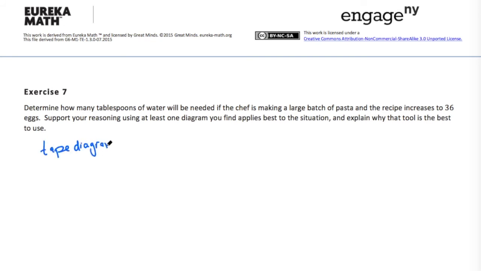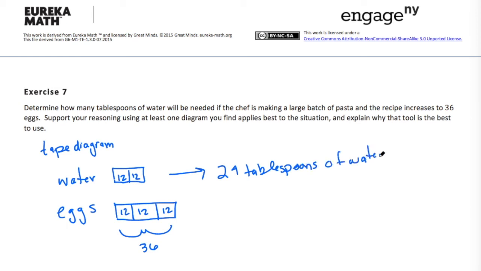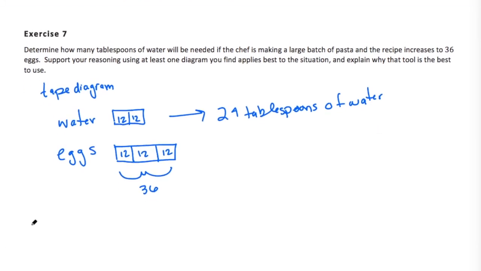So remember, we know that the ratio is 2 to 3, and that is water to eggs. So 2 tablespoons of water to 3 eggs. So if we want to get to 36 eggs, well, remember from our tape diagrams at the beginning, this is 36. So each of these boxes will be 12, same for the water. So that would lead us to 24 tablespoons of water. Great.